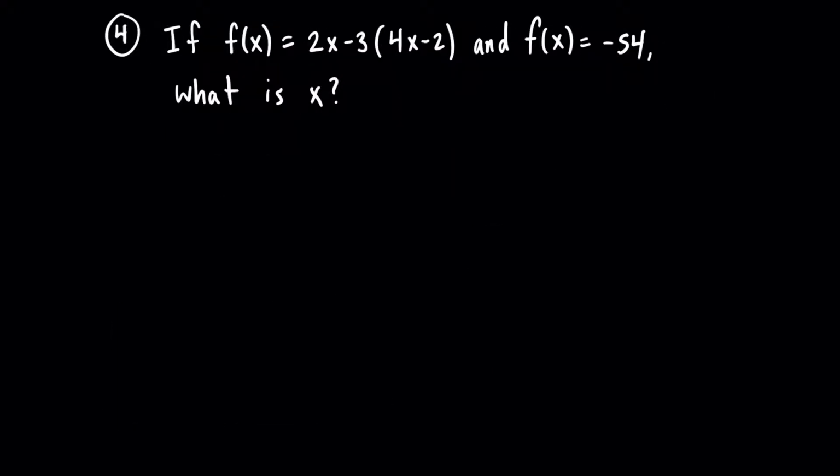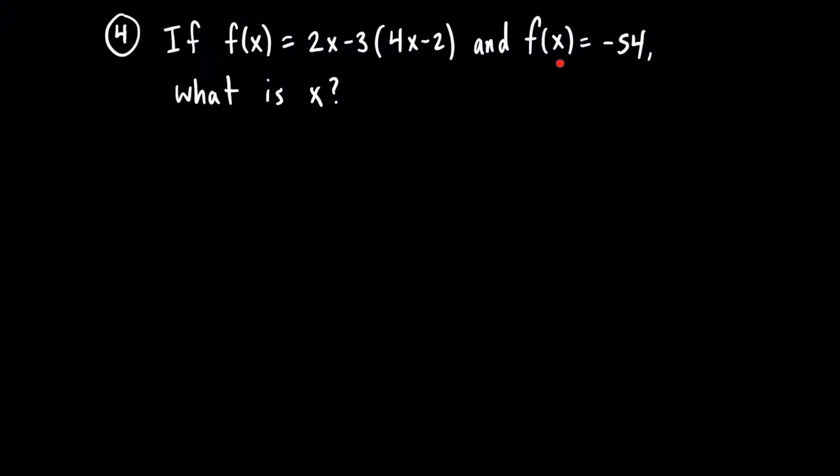Okay, number 4. If f of x is equal to 2x minus 3 times 4x minus 2, and f of x is negative 54, what is x? This one's actually not terribly complicated, but I just wanted to show you an example of something like this. So basically what's happening here is, if you go back and think about what a function is, this is the output of the function, and this happens to be equal to negative 54, right?